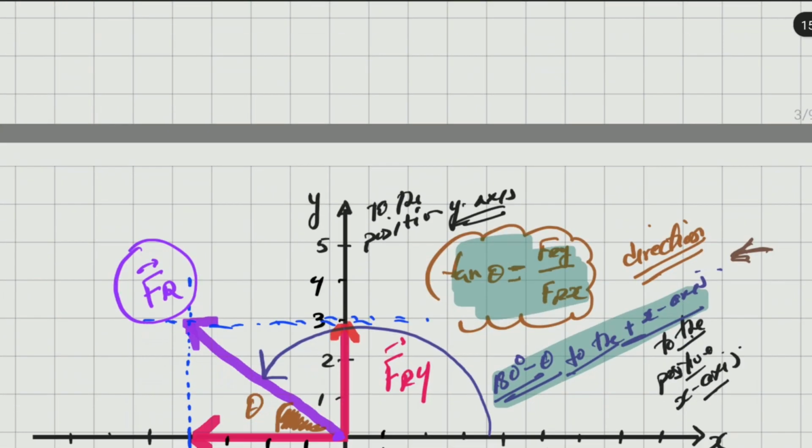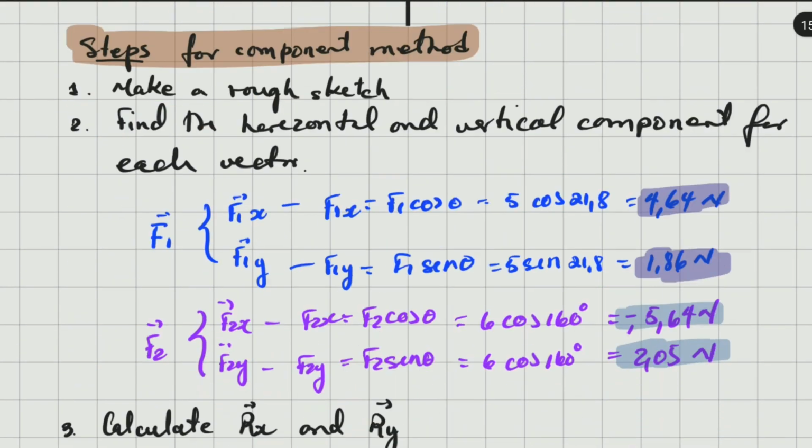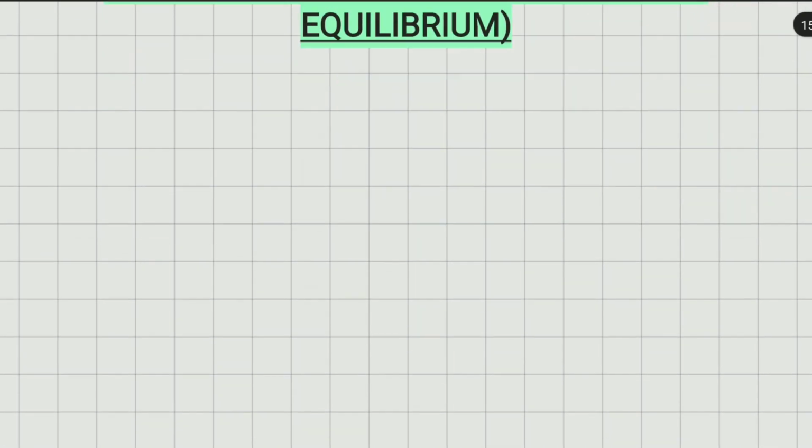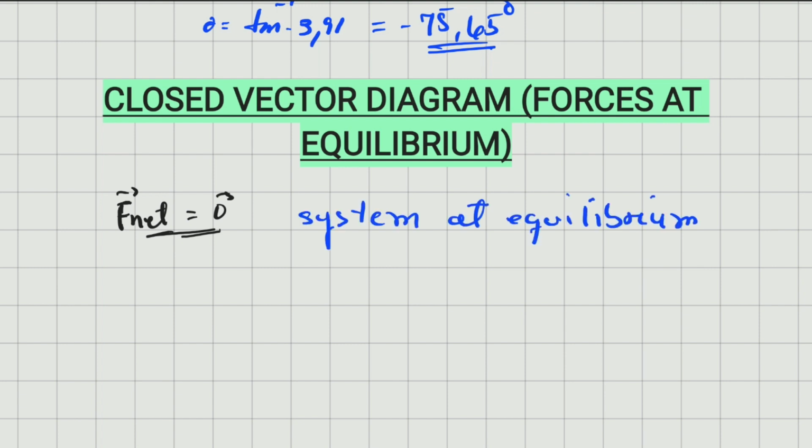Now we're going to be talking about a closed diagram or a closed vector diagram, and we're going to be talking about equilibrium, which is in fact the same thing. So what do you need to know here? That if the system is at equilibrium, the net force is going to be equal to 0. So F net, or the net resultant vector, is going to be equal to 0. Later on you're going to learn about the law, but for now we're going to see this one here. That means that the system is at equilibrium.